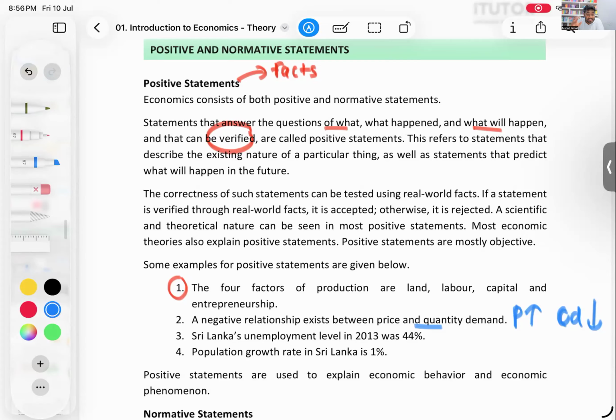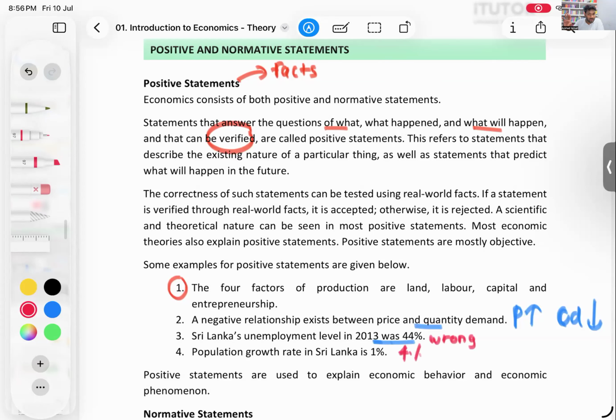So see, it's a fact. It might be correct, it might be wrong. Now that is correct actually. Then look at number 3. Number 3 is saying, Sri Lanka's unemployment level was 44%. Now, unemployment level means number of people who don't have jobs. This is actually wrong. Sri Lanka's unemployment level is not that much. It is around 4%.